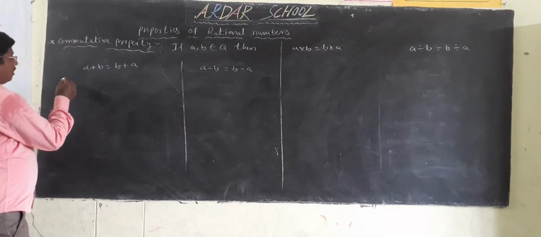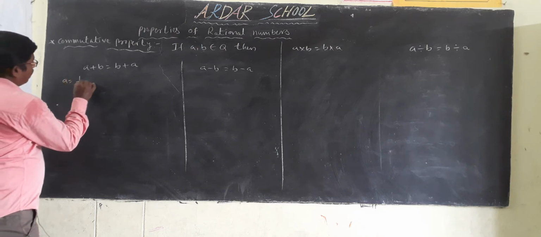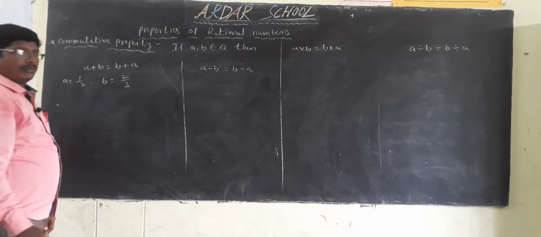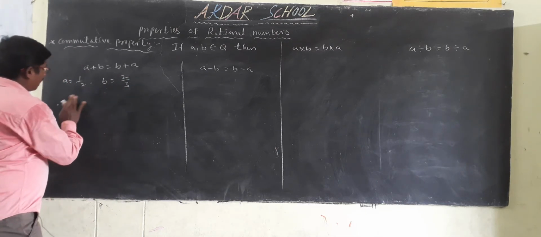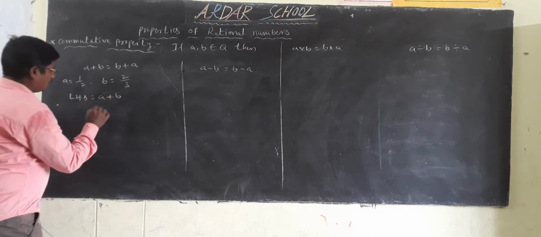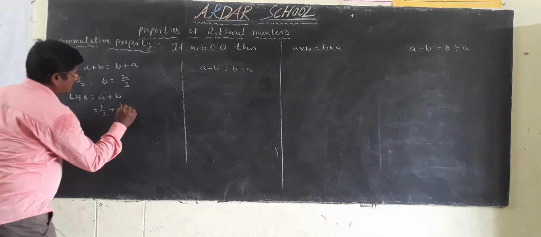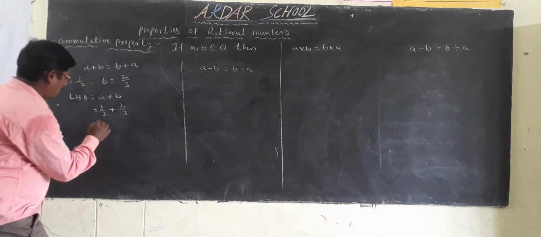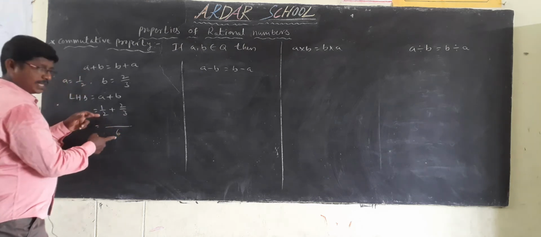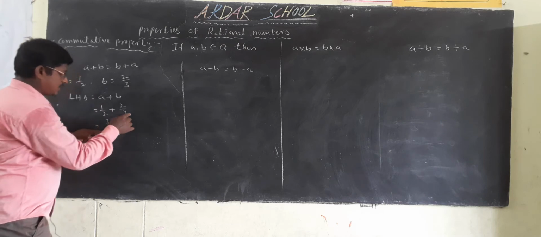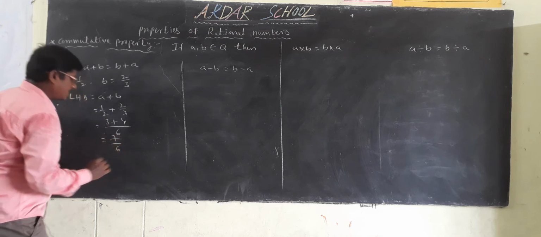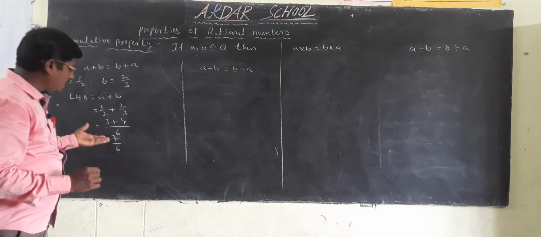Take one example. A is equal to 1 by 2, B is equal to 2 by 3. So A plus B, LHS, is equal to A plus B, 1 by 2 plus 2 by 3. Here the LCM of 2 and 3 is 6. 2 3s are 6, 3 1s are 3, plus 3 2s are 6, 2 2s are 4. That is equal to 7 by 6. This is LHS. LHS is 7 by 6.